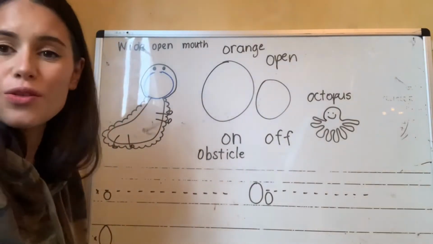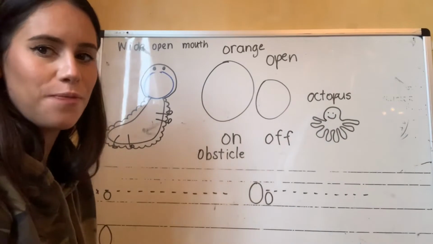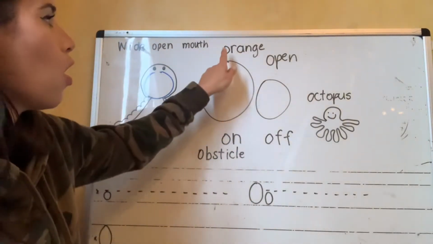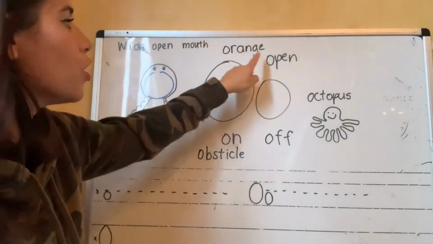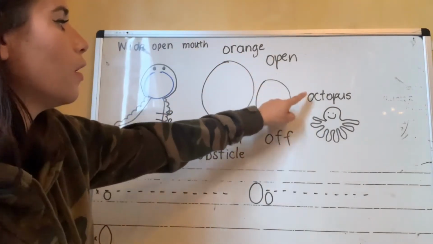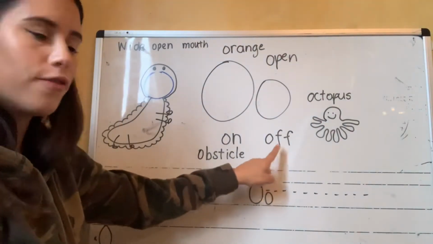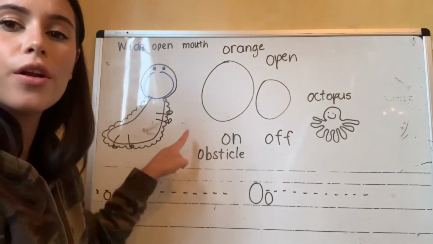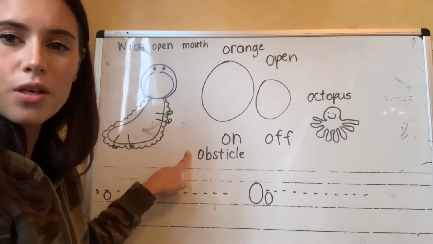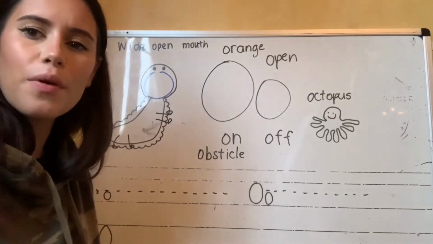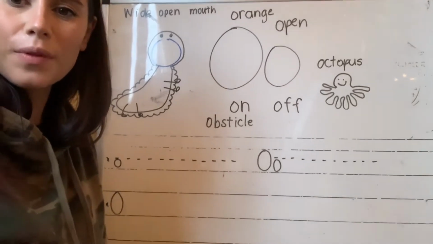All right, so we'll just go back, we'll read our words that we've brainstormed. Let's start with an O sound. O, O, orange. O, O, open. O, O, octopus. O, O, off. O, O, on. O, O, obstacle. Can you come up with any other words that start with an O sound?